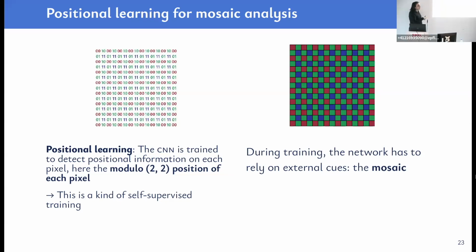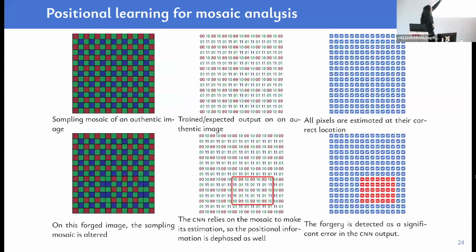So it can seem quite useless at first, because I'm training a network to detect the modulo 2 position of each pixel, and I don't need that, I know it. But if you use it at inference, here on top, on a mosaic of an authentic image, the network will find the modulo 2 position of each pixel, and it will give me the correct result in all or, less ideally, most of the pixels. So I'm not learning anything from the output because I already knew the pixel's position, but I am learning one thing, which is that the network managed to find this position, which is a proof that the mosaic traces were consistent across the image.